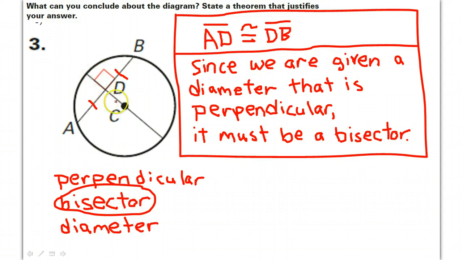For example, in problem number 3, we knew that we were given a diameter because of the dot, which is perpendicular because of the box. Therefore, we could conclude that it was a bisector. So AD should be congruent to DB.